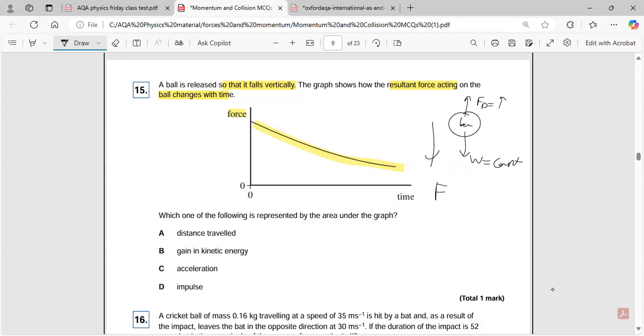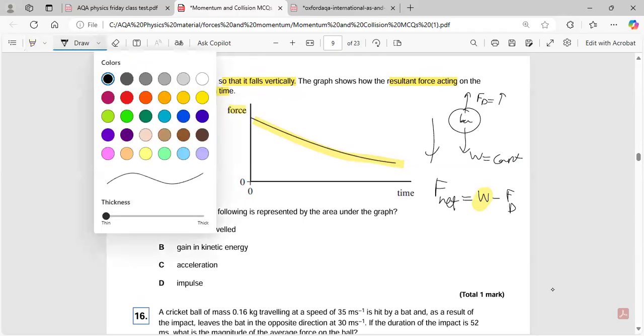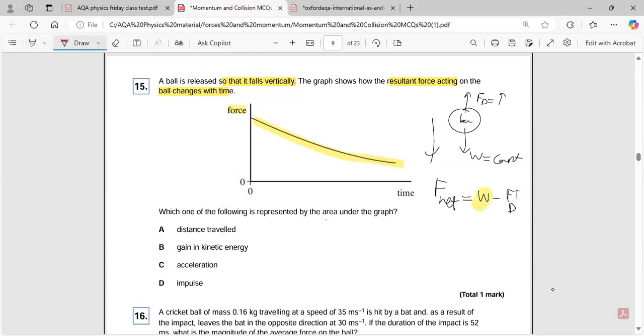So as a result, this net force is equal to weight minus air drag. The weight is constant, it's never changing. But the problem is this air drag keeps on increasing. So it means that the resultant force will keep decreasing. That's why this is the trend of the resultant force.